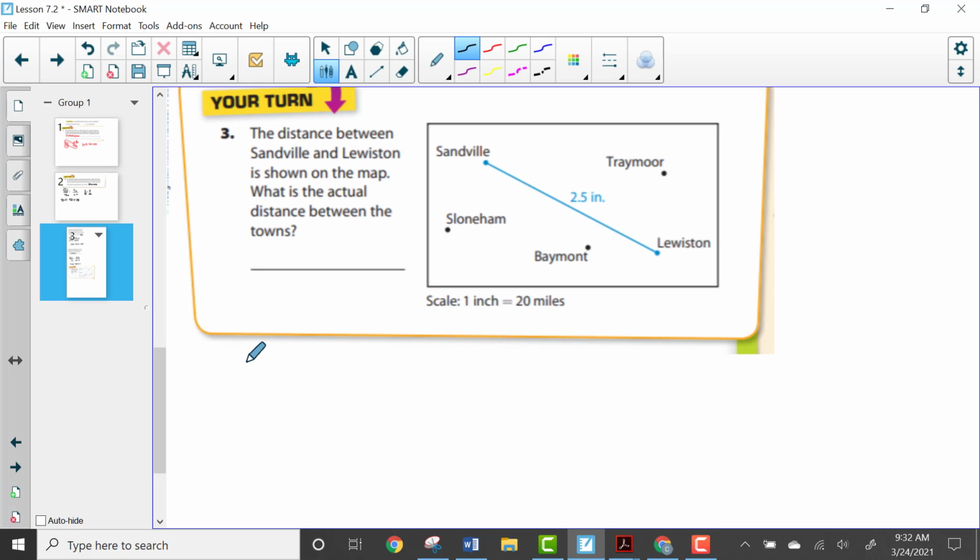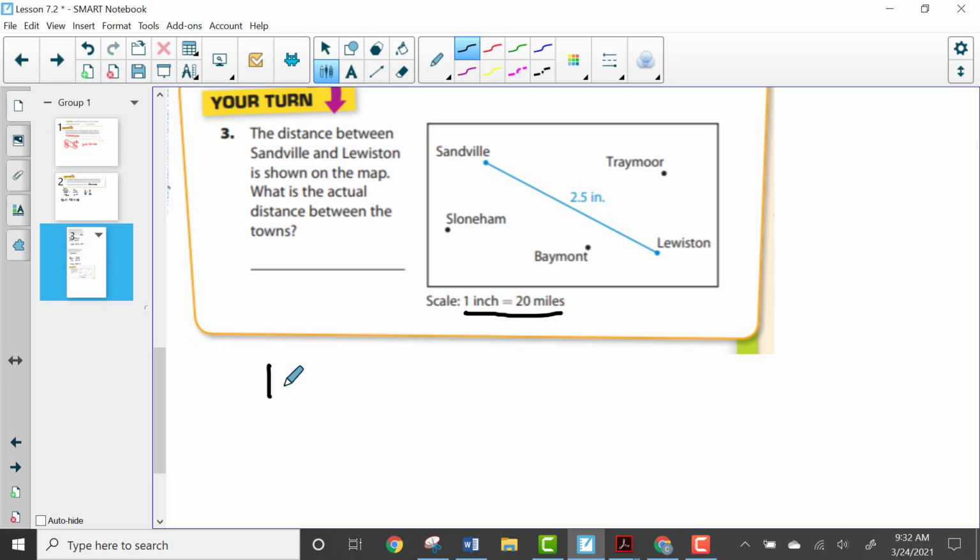So the final problem we're going to look at is actually on page 181, and this is just using proportional relationships to find distance on a map. We can see the distance between Sandville and Lewistown is shown on the map. So we can see Sandville, Lewistown, 2.5 inches. What is the actual distance between the towns? So we need to figure out what the scale is. The scale is 1 inch equals 20 miles.